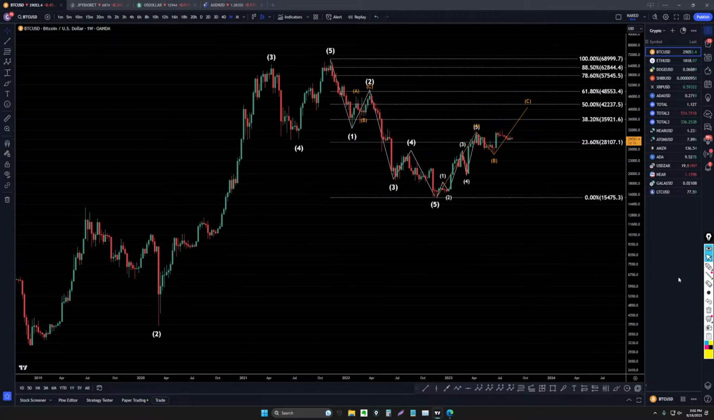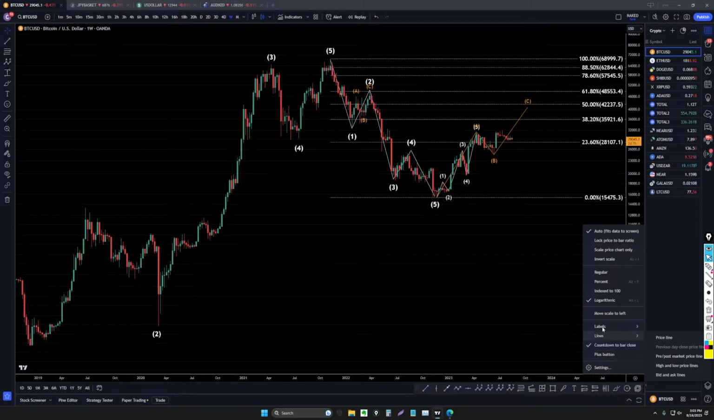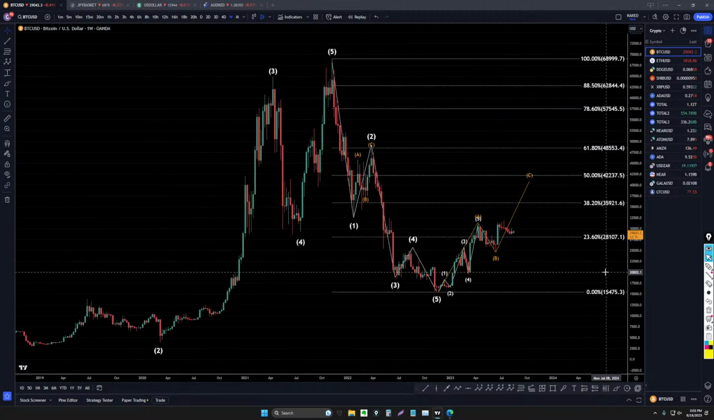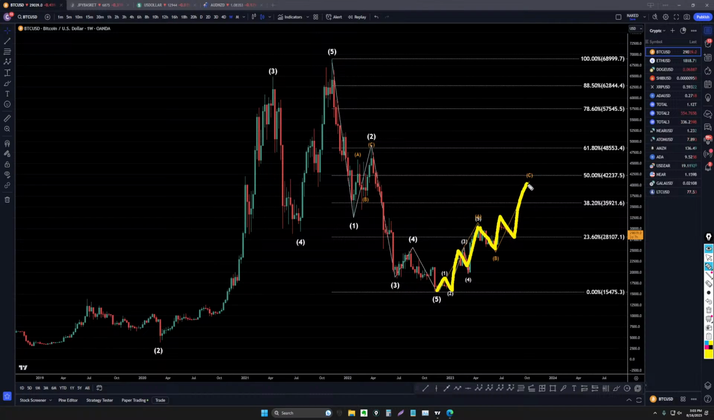Bitcoin still hasn't made its move up that I've been waiting for. I still think this looks like a 1, 2, 3, 4, 5 of A. I still think this already made a wave B. I still think it needs to go up and make a wave C to at least one of these higher Fibonacci levels. That's why my charts are all messed up too. I still got this in logarithmic. There we go. I don't really like it like that. That's better. 1, 2, 3, 4, 5 B, and then 1, 2, 3, 4, 5 up again for the C.